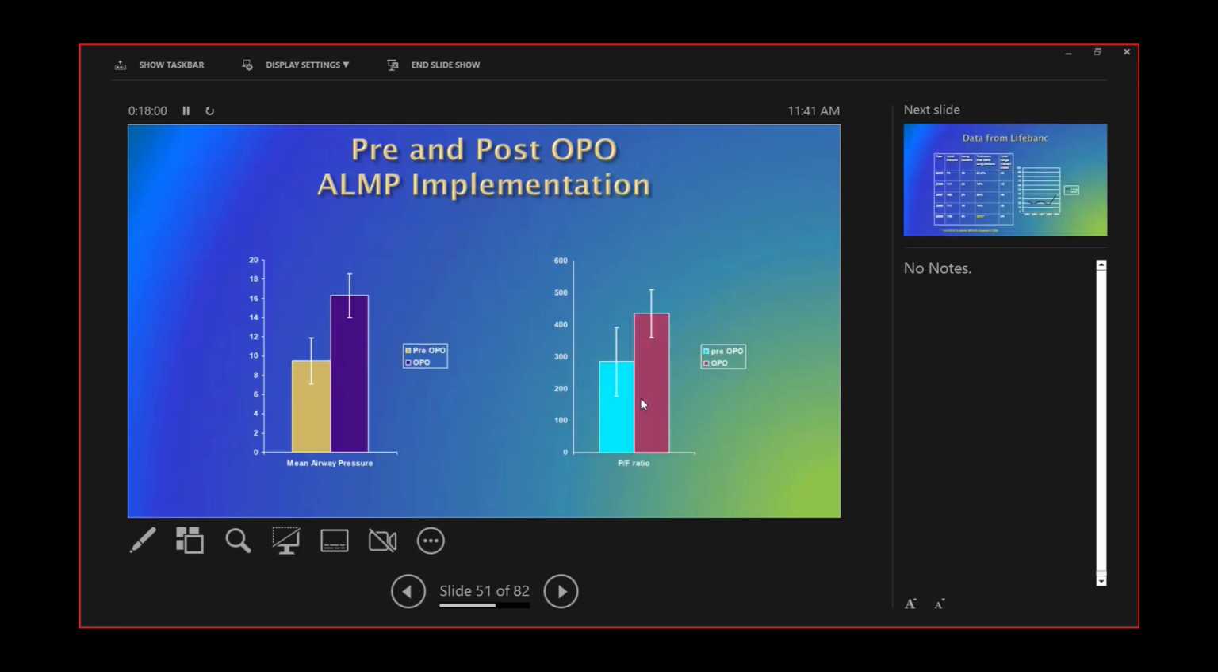All right, so this is what we saw when we did our original data collection. Before we went to our donor management strategy, our mean airway pressures were sitting around 9. After we went to our donor management strategies, our mean airway pressures were around 16. Before we started our recruitment strategies, our PF ratios at the end were around 300. They weren't bad, but they went up to around 450 when we did our recruitment strategy.